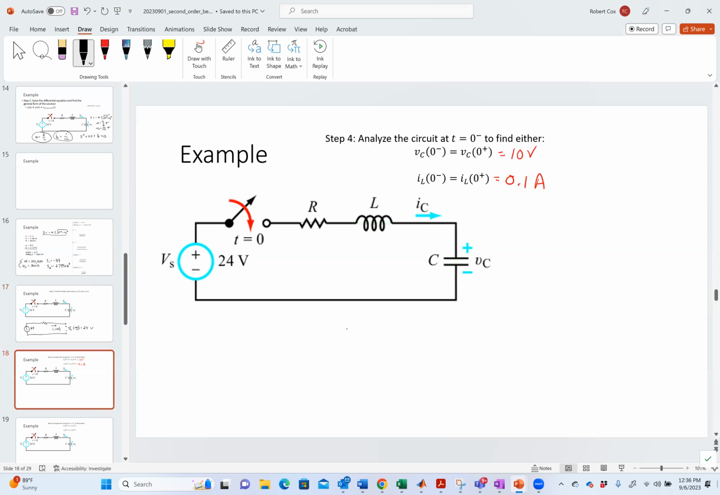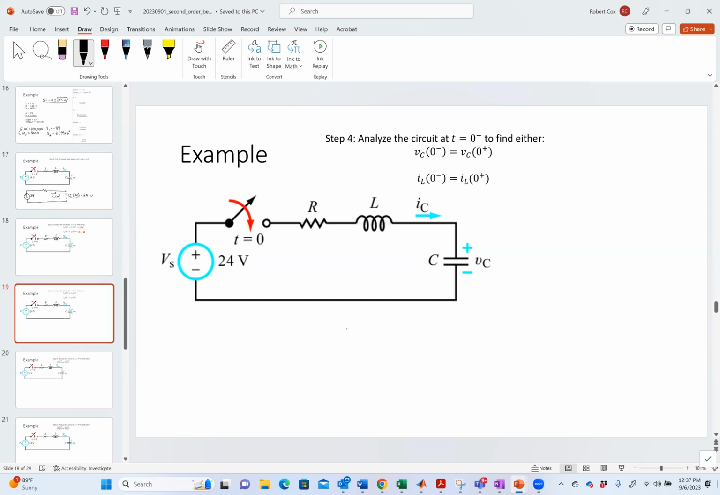All right. So step 4 basically is to figure out the value of VC(0+) and IL(0+). You find that by the fact that capacitor voltage and inductor current always have to be continuous. I told you in this case that the initial value is 10 volts on the capacitor and 0.1 amps on the inductor. So there's really nothing that I need to do for this step. If I knew what the values were before the switch, how they got to be that value, I don't know. I just told you what they were.